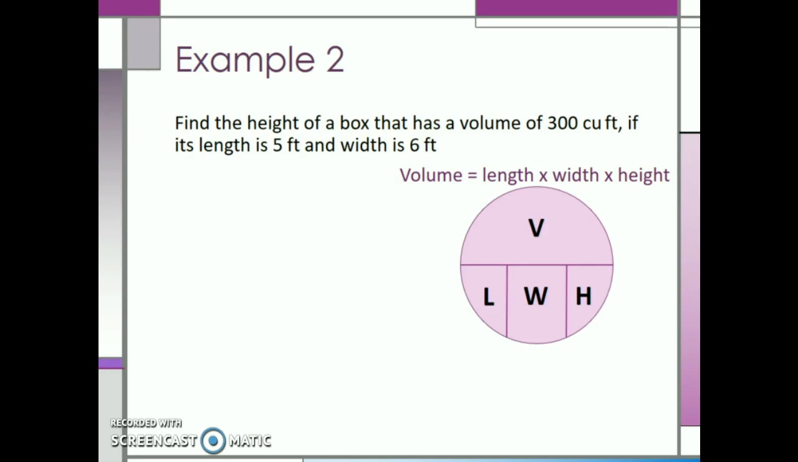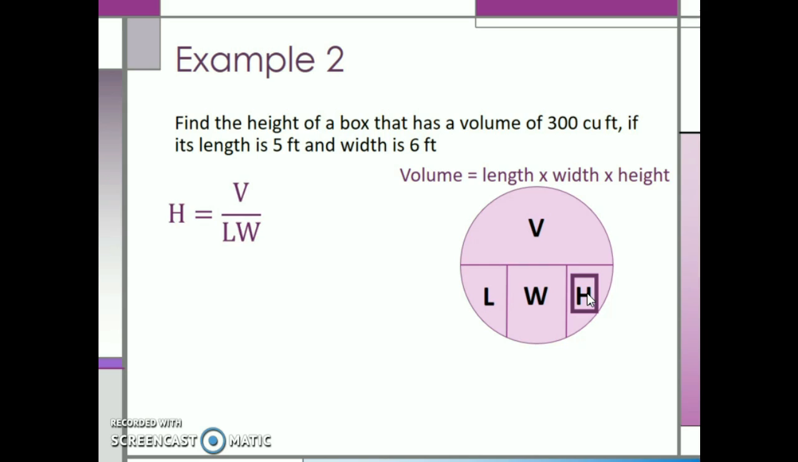Our circle calculator looks like this. To use a circle calculator, cover up the variable that you are trying to solve for. Whatever you have left is the equation you use, where the horizontal line separates the numerator and the denominator of a fraction. We want to make sure we write the formula down that we are using first before substituting in any values. In this case, when we cover up the h, we are left with V over L and W. So our formula would be h equals V divided by L times W.